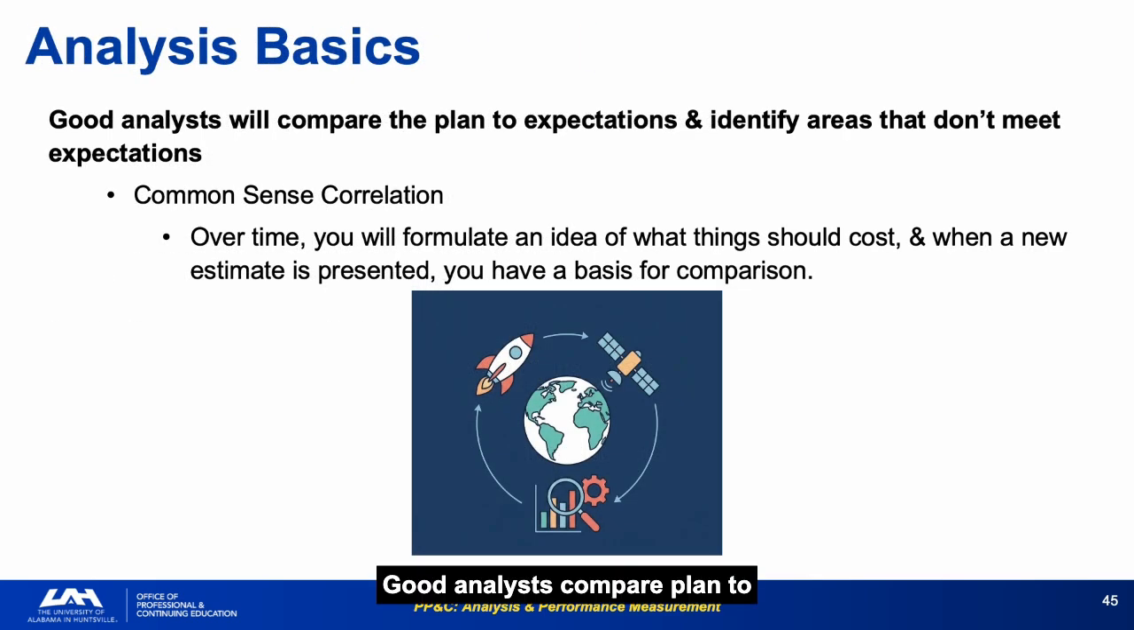Good analysts compare plan to expectations and flag areas that do not meet expectations. Common sense correlation means building an intuition for what things should cost. The KSC/VAB example from the speaker notes is instructive. If someone said a new VAB would cost $150 million, it sounds plausible until you know the real answer is $3 billion. You need a reference point.